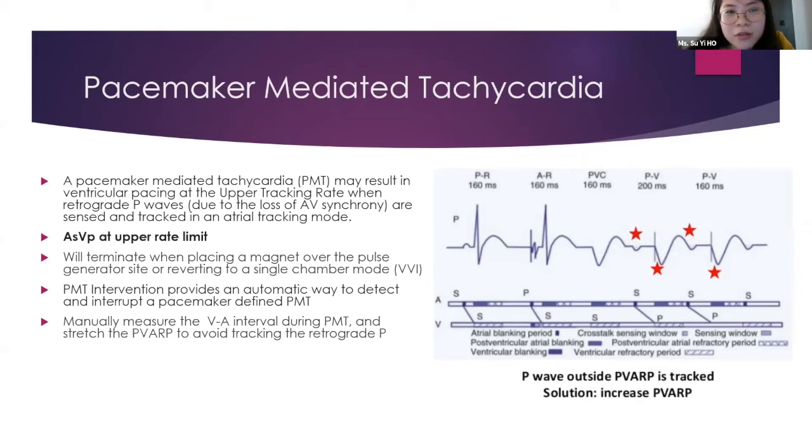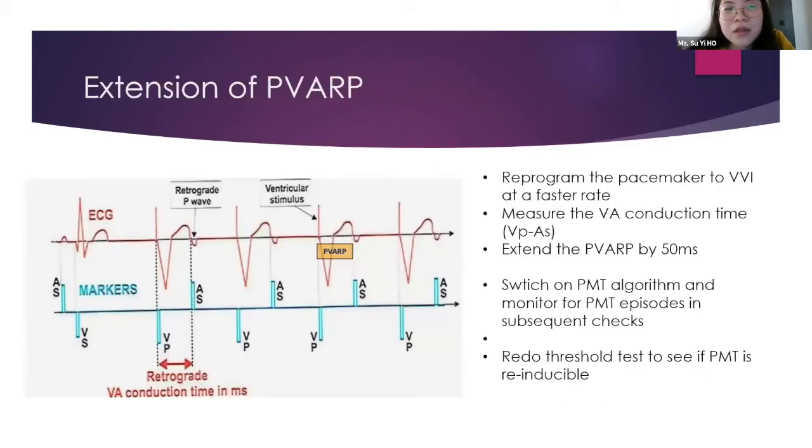What are the ways that we can prevent this type of PMT episode from occurring? One method is to extend the PVARP and turn on any PMT algorithms in the device to reduce the number of PMTs in the patient. We can extend the PVARP manually during an in-office check by measuring the VA conduction time. So we pace at a VVI rate that's faster than the intrinsic rate to force it to pace, and measure the paced V to the retrograde A.